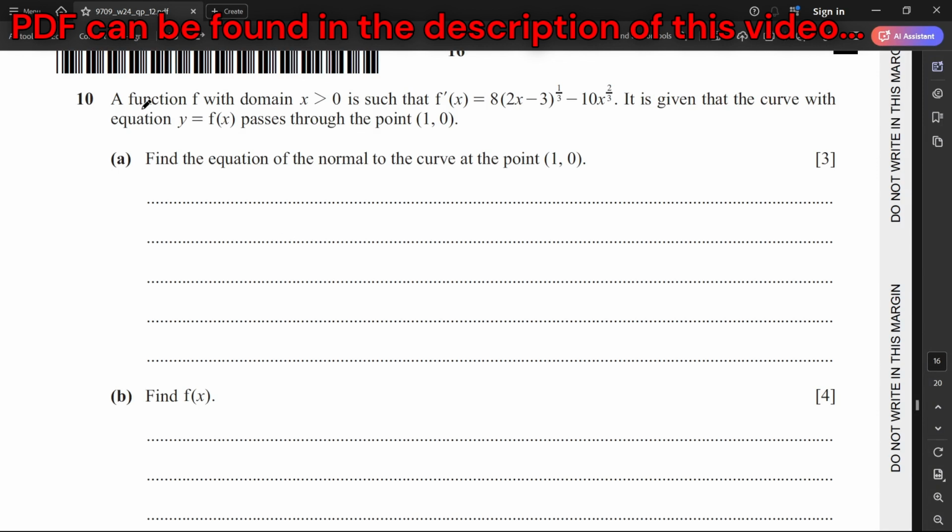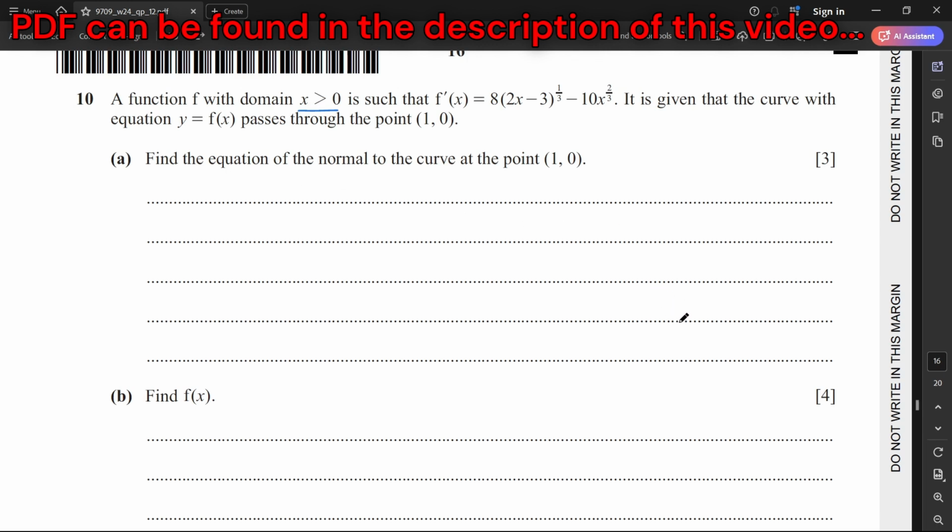Now for question 10, a function f with a domain such that x is always greater than 0 is such that the derivative of that function is given to us as this, and it is also given that the curve with this equation passes through the point 1 comma 0. And we are asked to first of all find the equation of the normal to the curve at point 1 comma 0. So what does this mean?